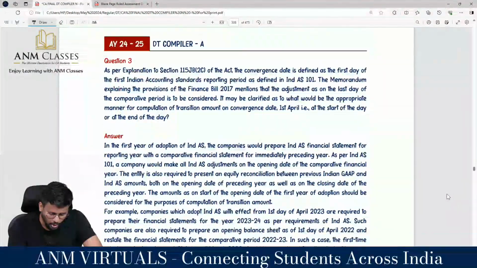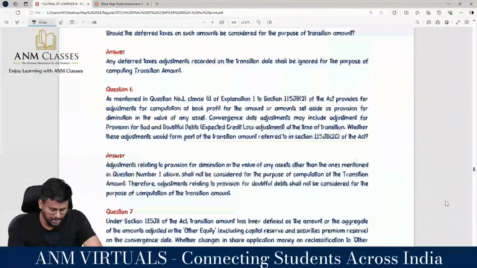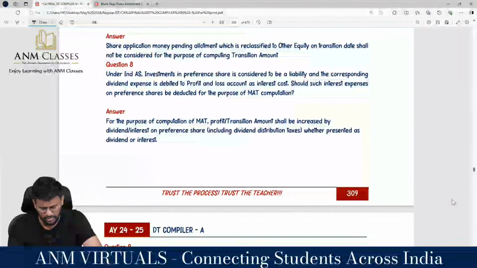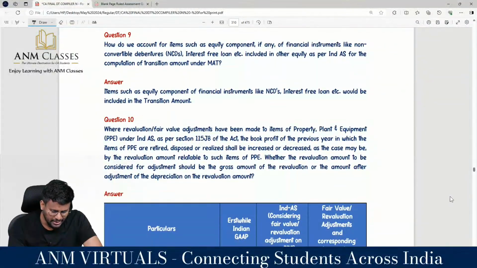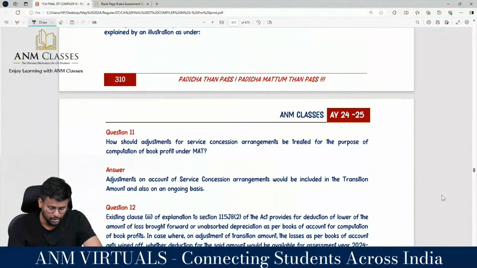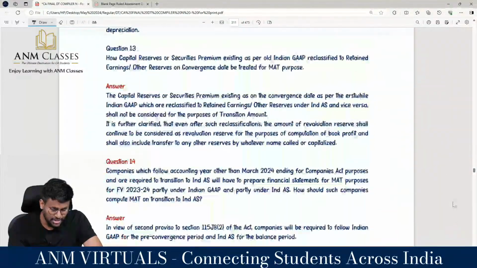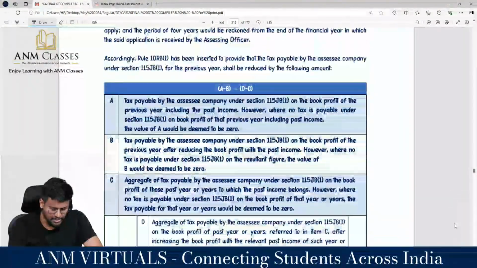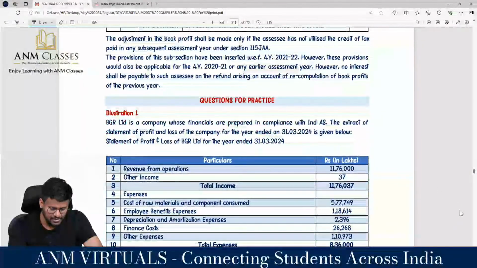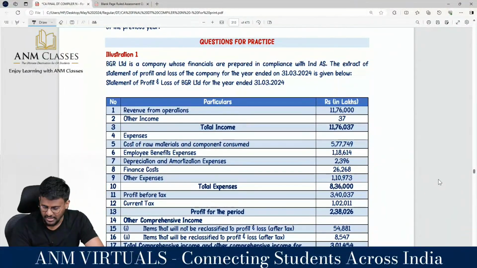This is purely an Ind AS matter. If you want, you can read it. Otherwise, you can straight away skip it. There is no problem at all, because in the examination, these FAQs will not be tested. This is only for our understanding purpose. Only the question will be asked in the examination.